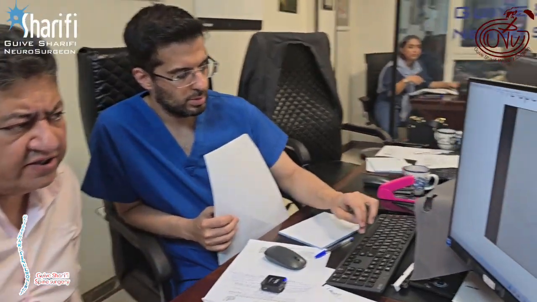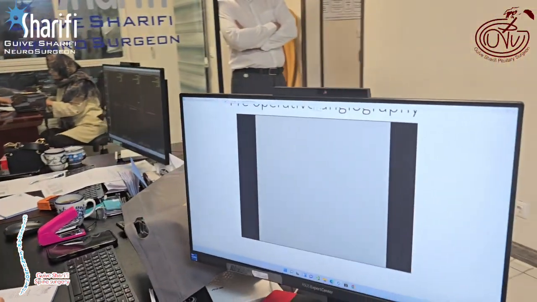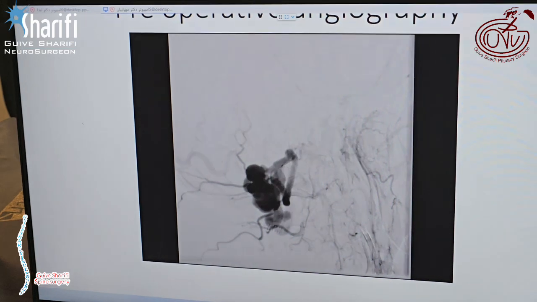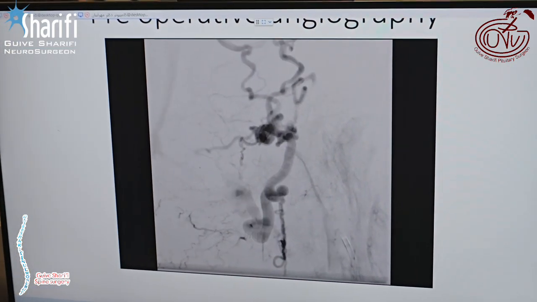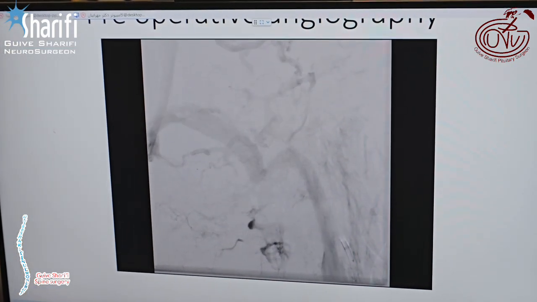In the follow-up, we performed angiography for this patient, whose presentation was gait instability and headache. The angiography was done by Dr. Sohail Nadri. He will describe this angiography very well, and you will see what happened.